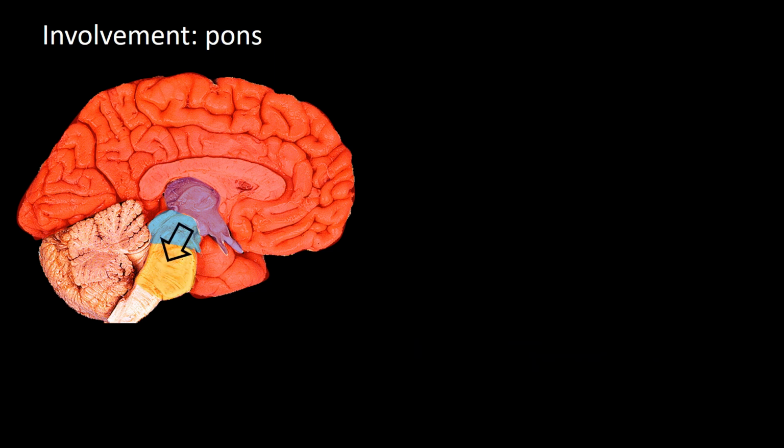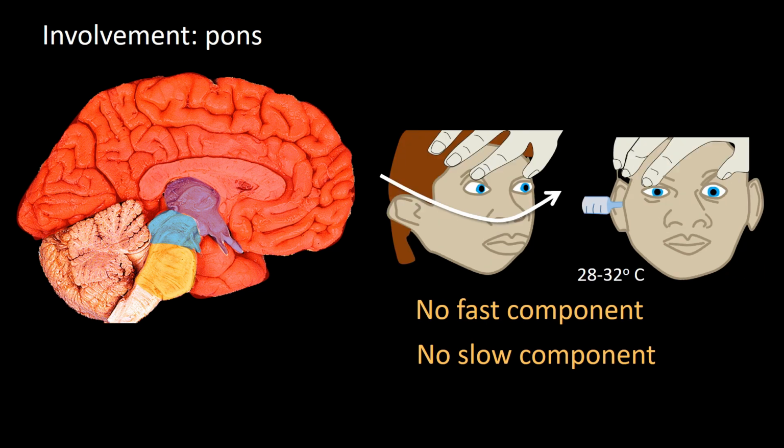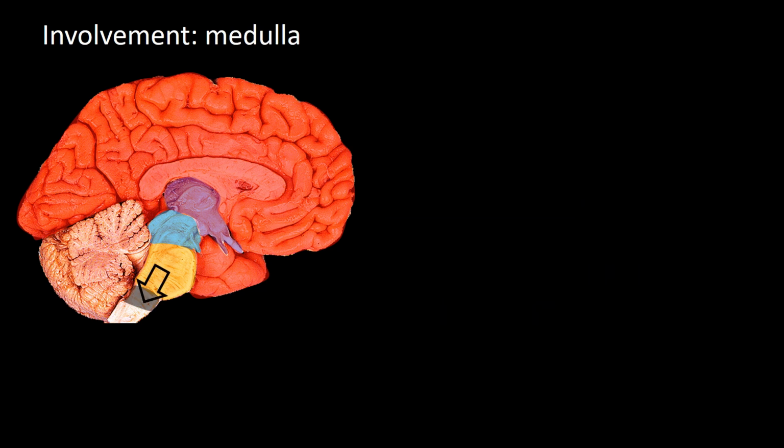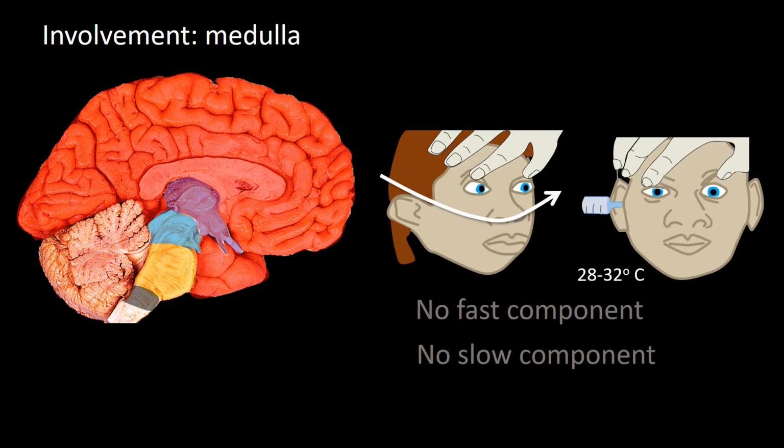Pontine involvement will trigger further deterioration of vestibular function. With pontine involvement, head turning and ice water testing will fail to produce any reaction, regardless of the direction of the head turning or ear being irrigated. Involvement of the medulla courses with the same findings because of the destruction of the vestibular nuclei.